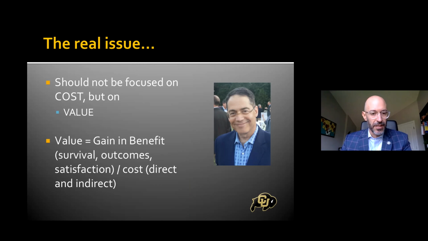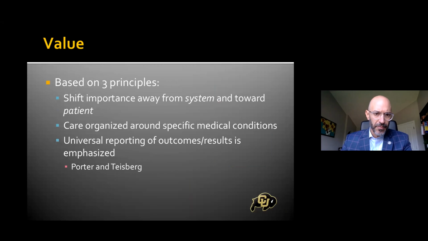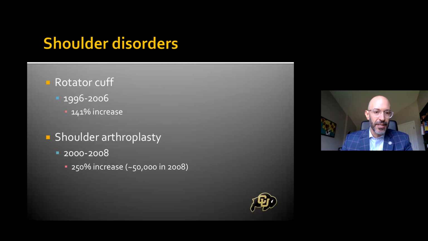And what value is the gain and benefit, be that survival, outcomes, patient satisfaction, divided by cost. And so this is based on 3 principles. It shifts the importance away from the system and completely onto the patient. Care is organized around specific conditions, and there has to be universal reporting of outcomes and results. And this is from Harvard Business School, Michael Porter and his colleagues.